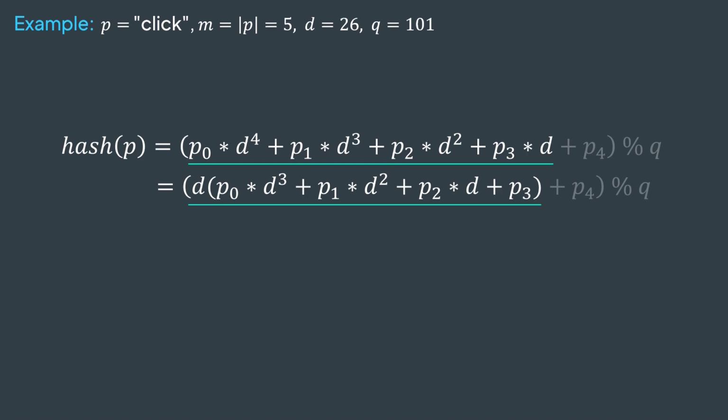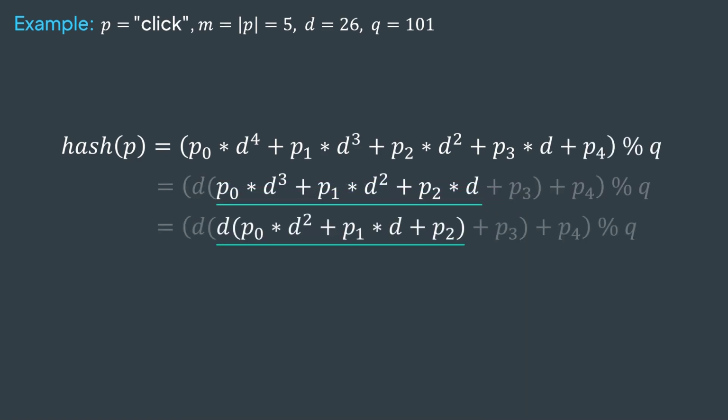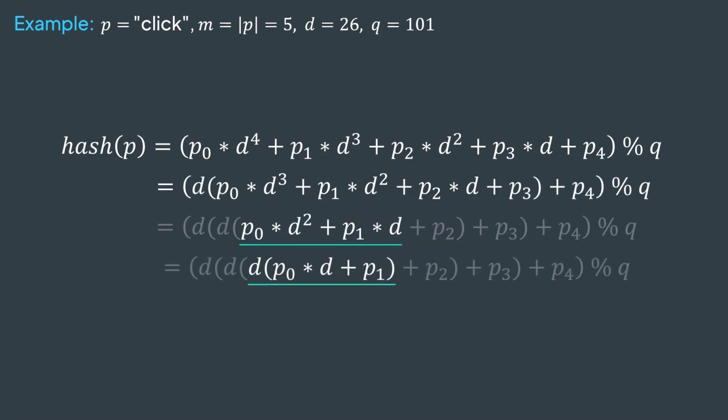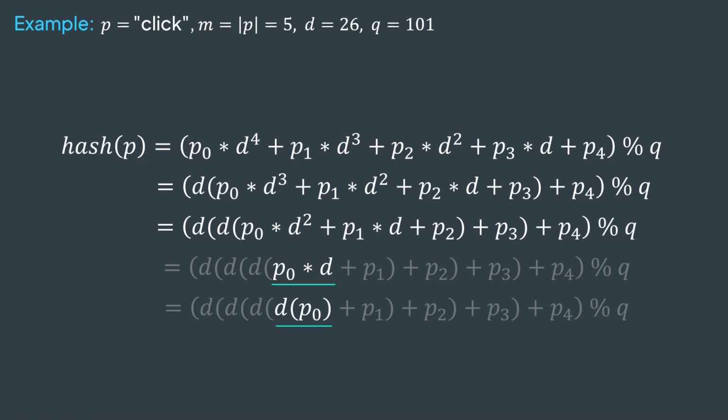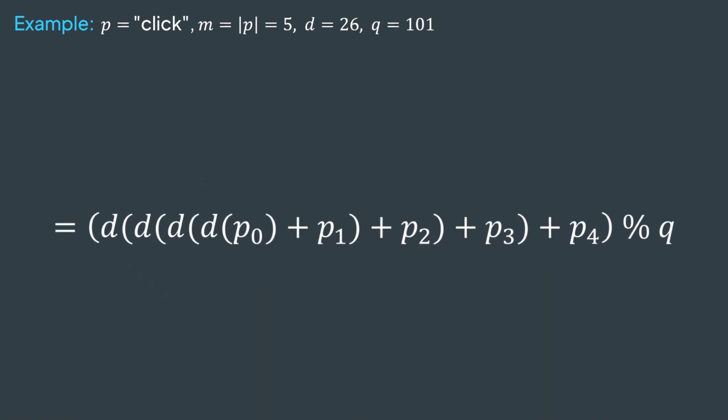We have d times p0 times d power 3 plus p1 times d power 2 plus p2 times d power 1 plus p3 times d power 0. By the way, d power 1 is d and d power 0 is 1. Now we factor the first 3 terms. We get d times p0 times d power 2 plus p1 times d power 1 plus p2 times d power 0. Now we factor the first 2 terms. We get d times p0 plus p1. And we just put parentheses like this. Okay, now we got this expression.